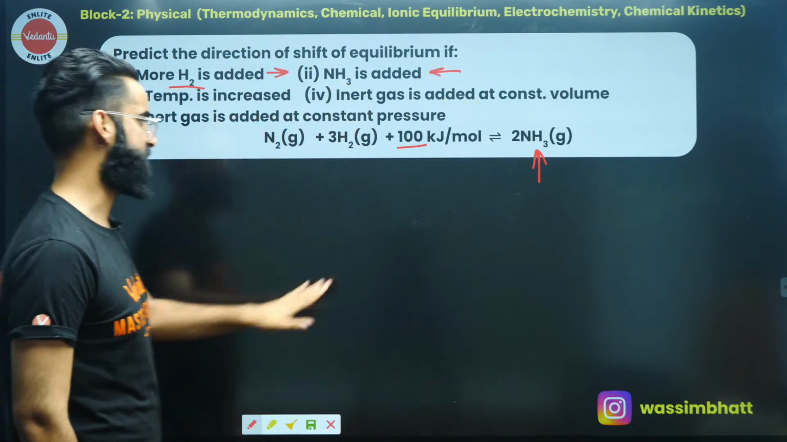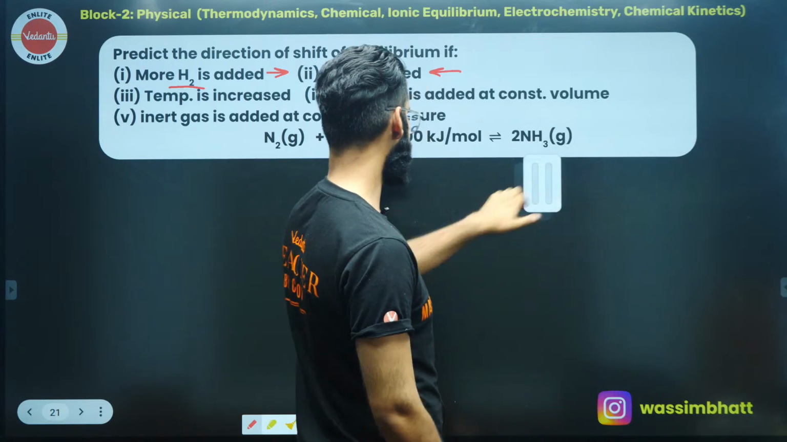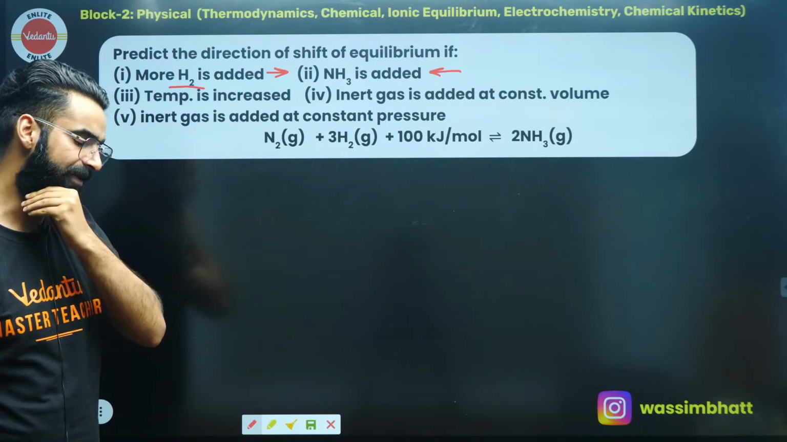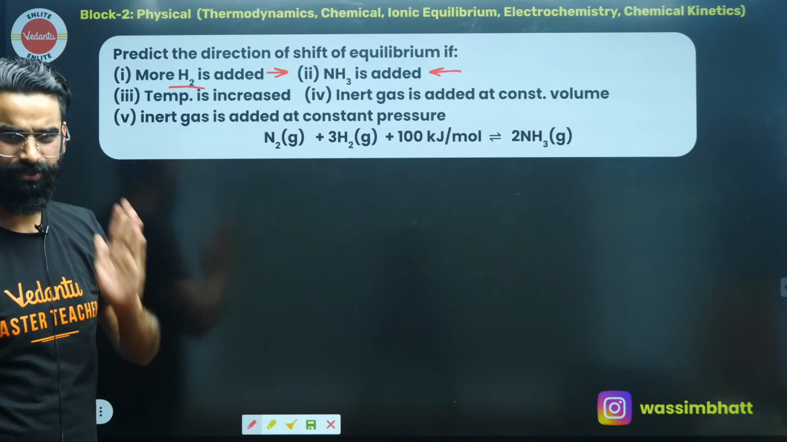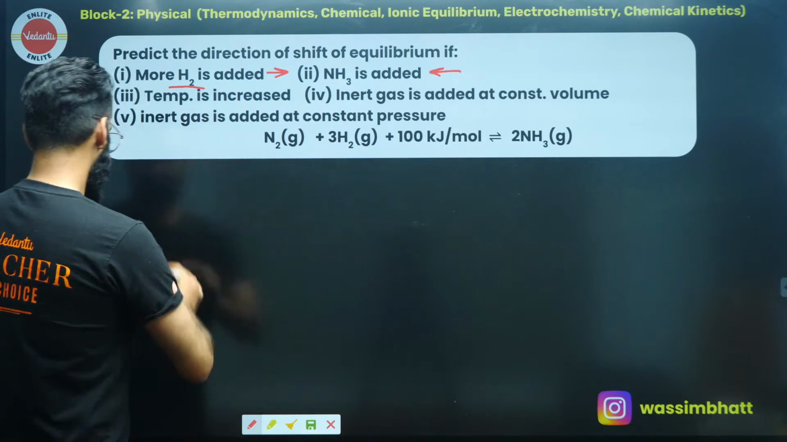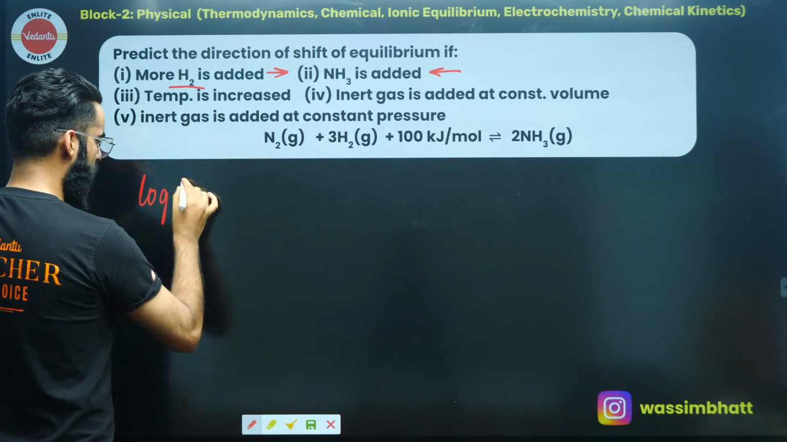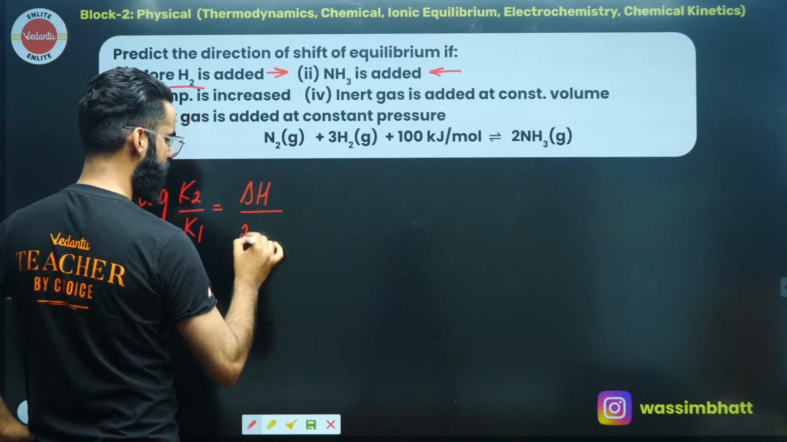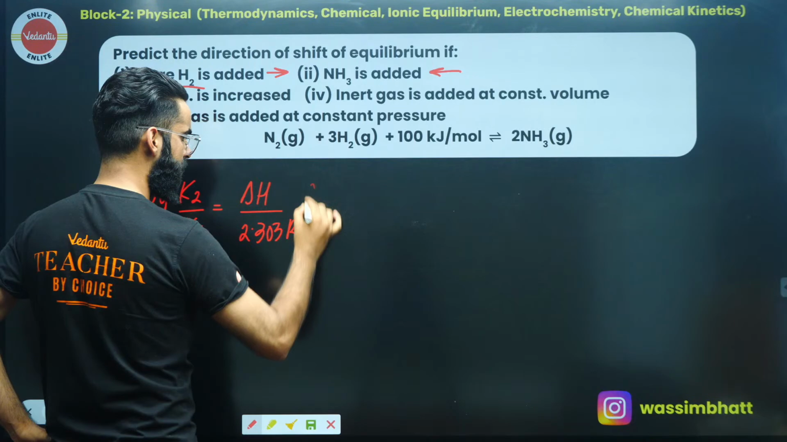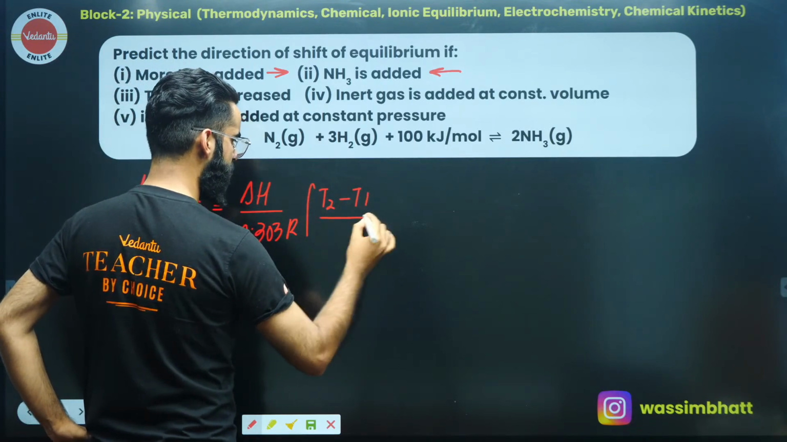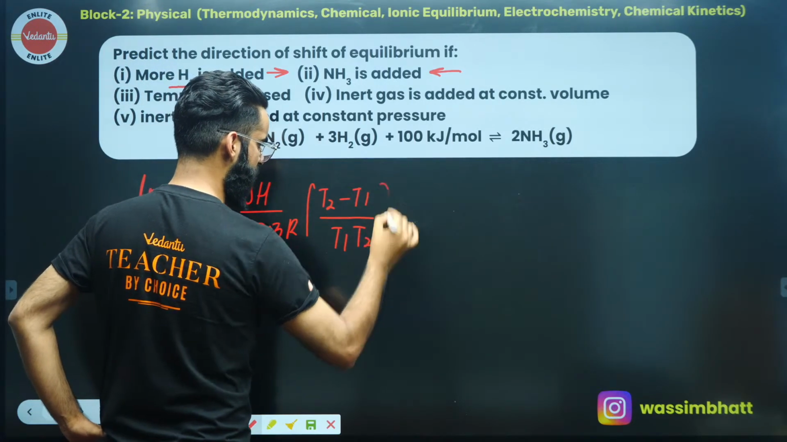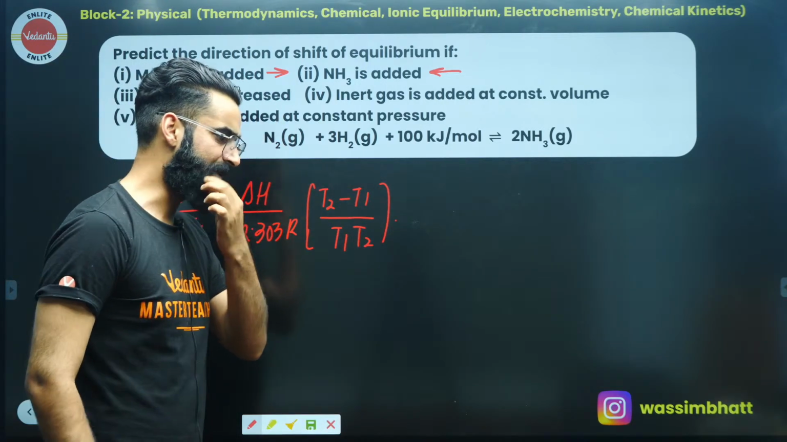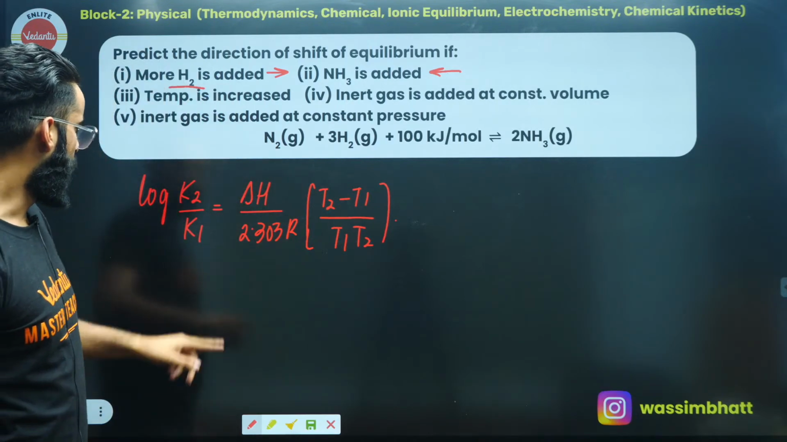If temperature is increased, since it is an endothermic reaction, right? What happens basically to an endothermic reaction? Have a look. There is one relation which you must know. Log of K2 divided by K1 is equal to delta H divided by 2.303 R, multiplied by T2 minus T1 divided by T1 T2. This is one of the equations which you derive in your chemical kinetics chapter, right?